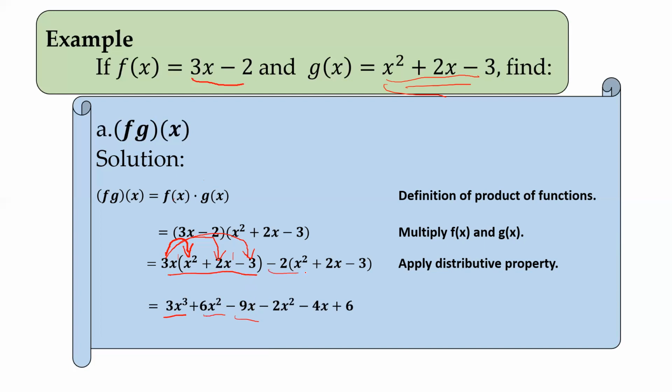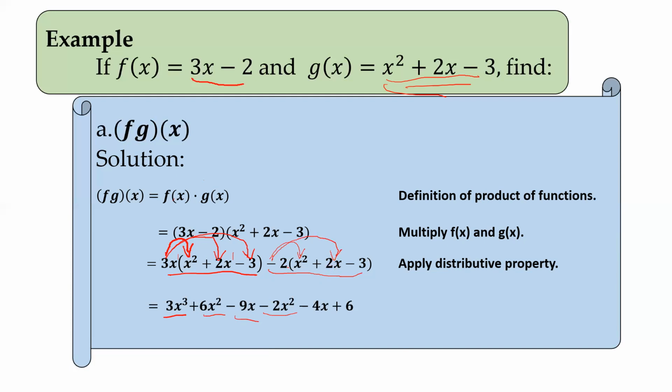Proceed tayo dito na part. Alright? We have here negative 2 times positive x squared. So, magiging negative 2x squared siya. Next, negative times positive 2x.